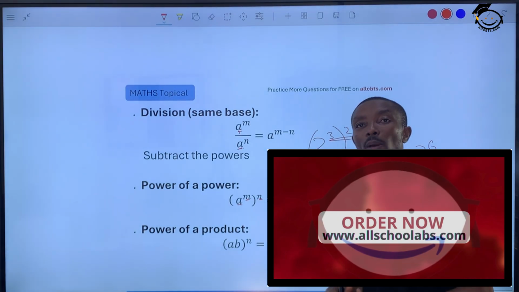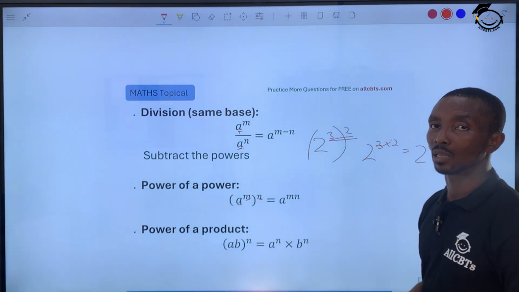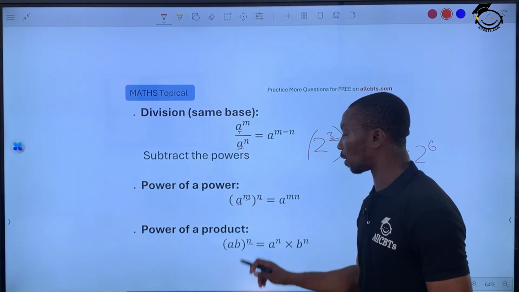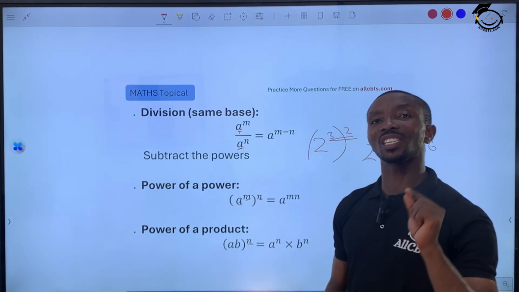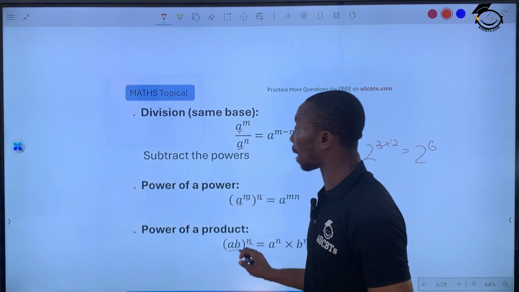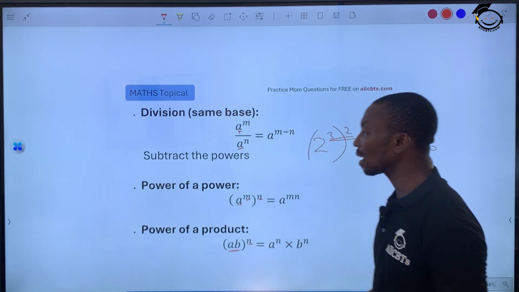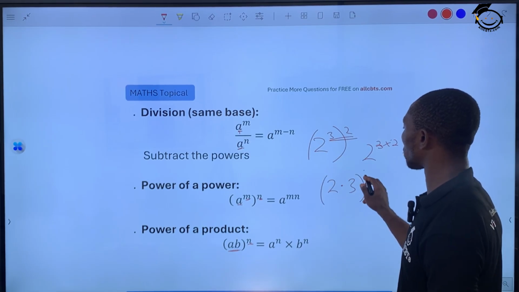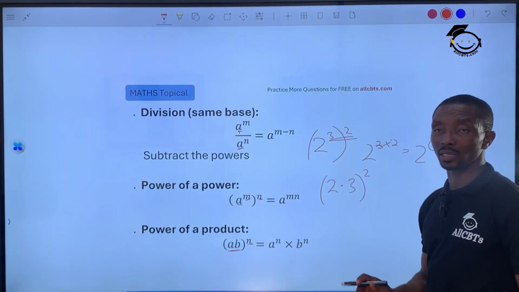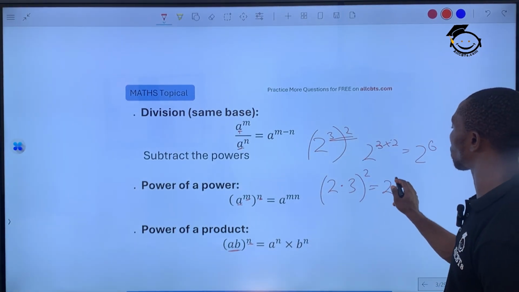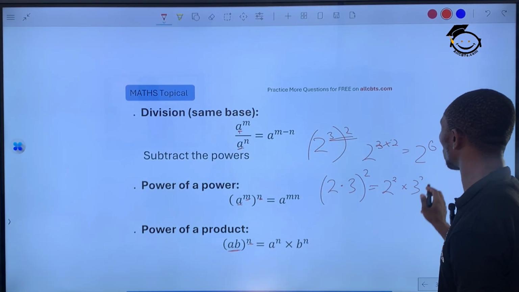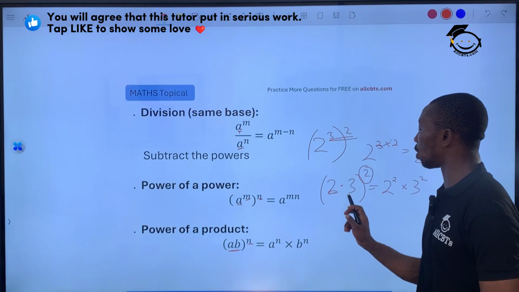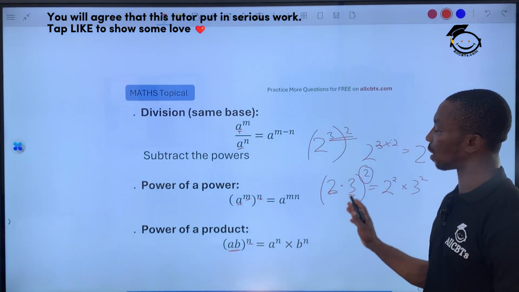Now, powers of a product. If you have two numbers in your parentheses, all being raised to a power, to an exponent, then that exponent which it is being raised to is shareable among your two numbers. Example, if we have 2 times 3 all raised to the power 2, what this simply means is that we can rewrite it as 2 raised to the power 2 times 3 raised to the power 2. Now, this exponent or our power here is shareable among the 2 and 3.